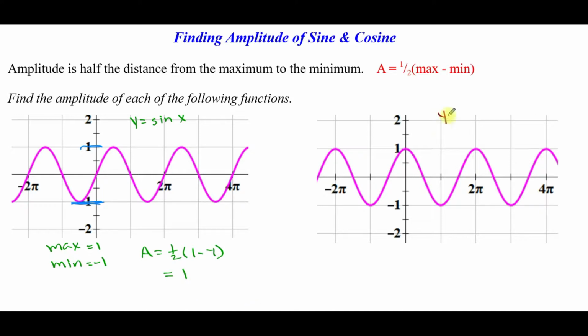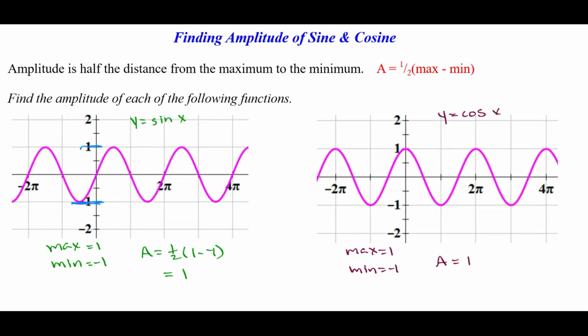So over here, this is the graph of y equals cosine of x. And again, my maximum is 1 and my minimum is -1. So my amplitude is also going to be 1 again. So the standard cosine curve and the standard sine curve, both of these have an amplitude of 1. So before we do any transformations, my amplitude is 1.